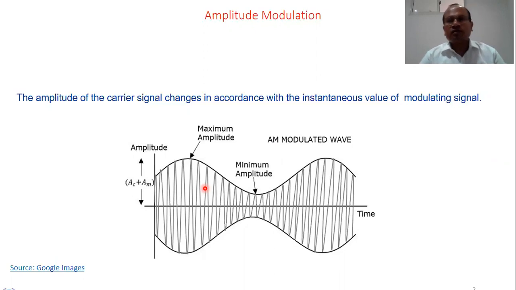So if you see here, this is an AM signal where the envelope is changing, and if you see inside, there is a carrier and the frequency of the original carrier is not changing. What is changing is the amplitude of the carrier, according to the instantaneous value of the modulating signal. So this envelope is actually the instantaneous value of the message signal.